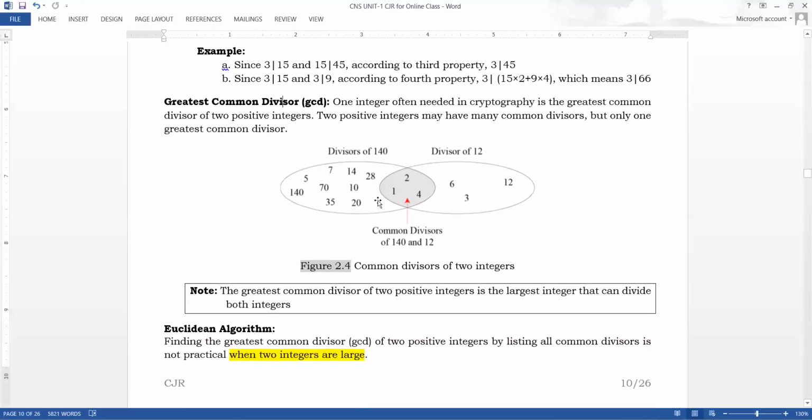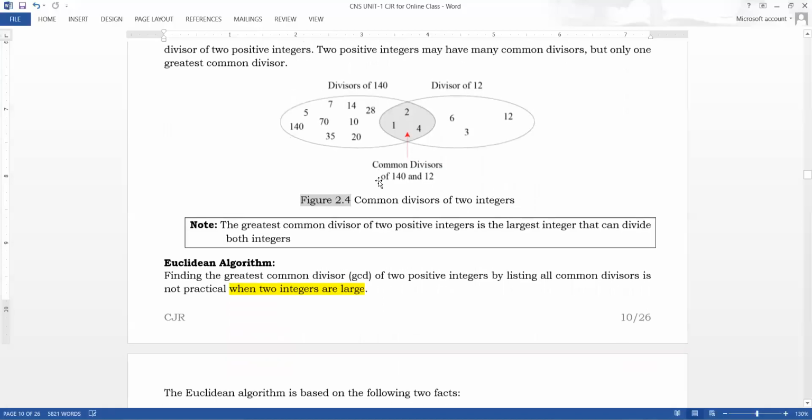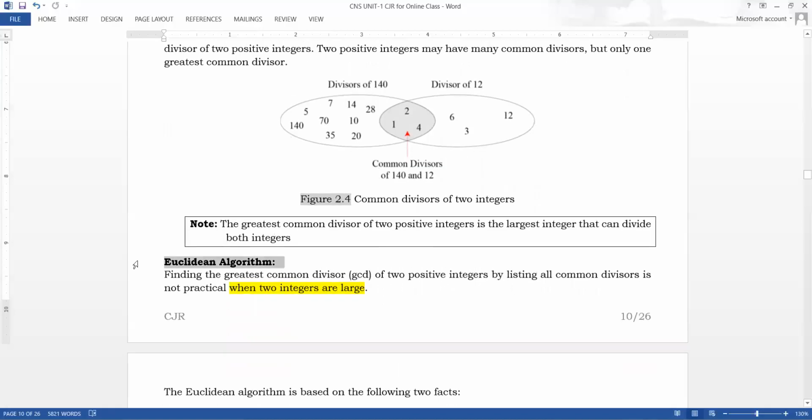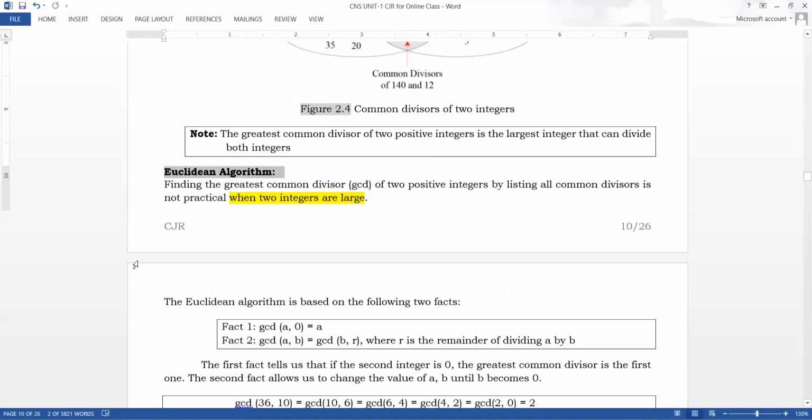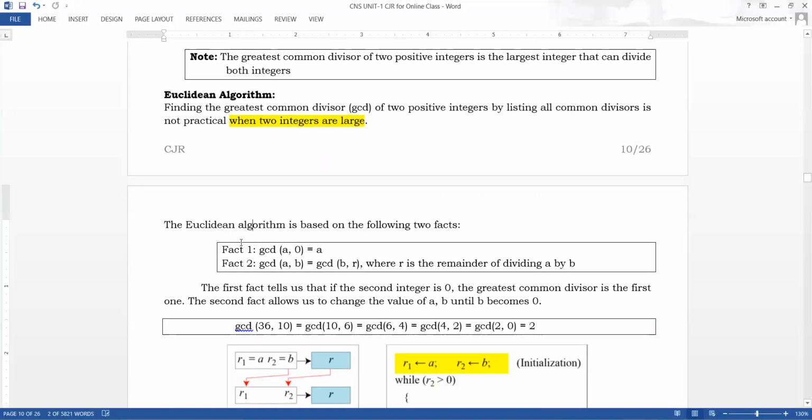So if these two numbers are small, no problem, we can find out with pen and paper. Then what about big numbers? That is why the Euclidean algorithm was introduced. In the Euclidean algorithm, there are two facts defined. Fact one is GCD of (a, 0) equals a, meaning that if one of the two numbers equals 0, then the other number is the GCD of those two numbers. And the second fact is GCD of (a, b) equals GCD of (b, r). What does it mean?